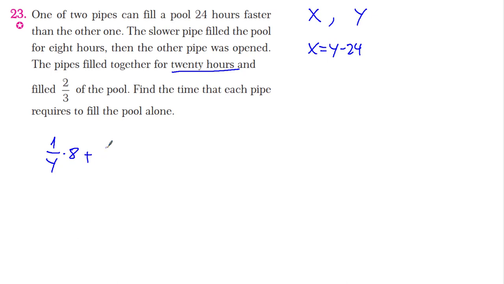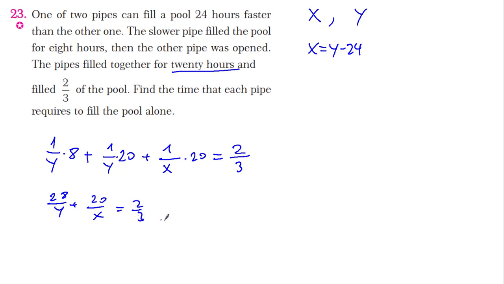So pipe Y worked for another 20 hours, so 1 over y times 20, and the faster pipe, 1 over x, worked for 20 hours. This didn't finish the whole job; only 2/3 of the work was done. So the rest is 28 over y plus 20 over x is 2 over 3.